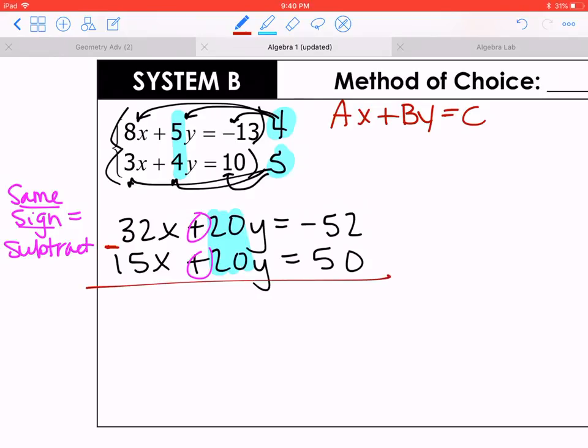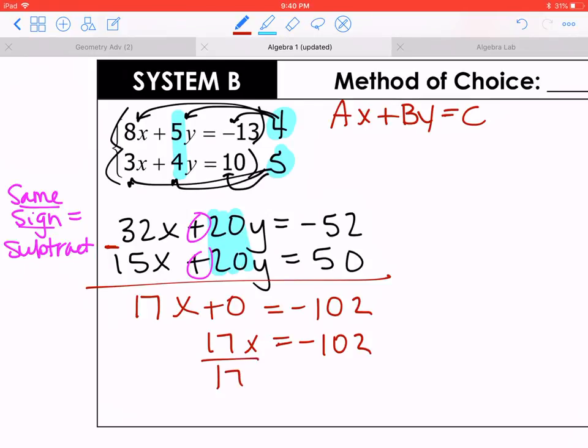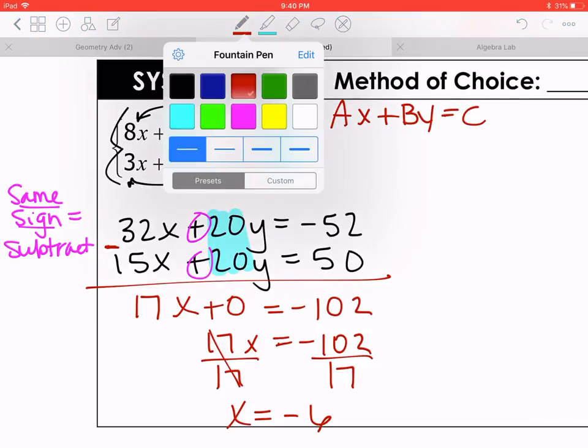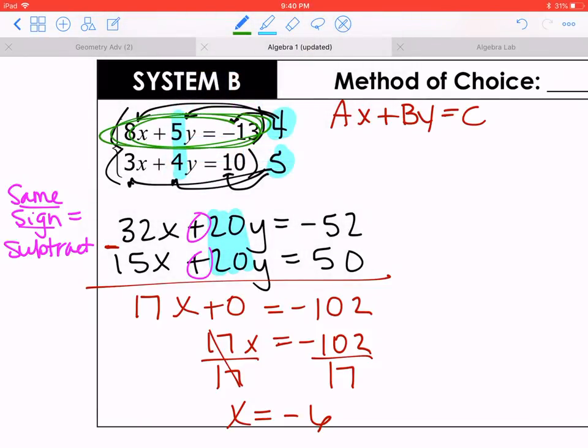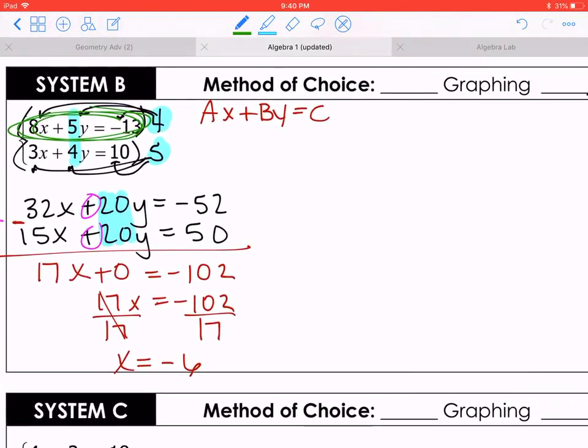So 32 minus 15 is 17x. 20 minus 20 is 0. And then negative 52 minus 50 is negative 102. So 17x equals negative 102. Divide by 17. And x equals negative 6. And so then I can plug that in for any equation. I'll just come up and grab the first equation. So none of them are very pretty. So that's my x. Plug it in for that variable.